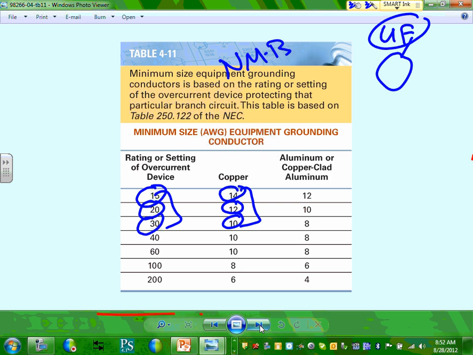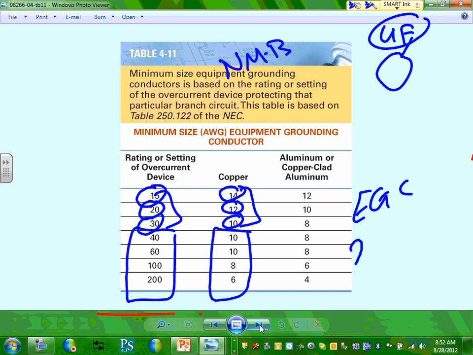So your branch circuit is 30, is number 10. Your ground is number 10. After 40, they start getting a little bit lower than the branch circuit, right? So I want to just emphasize that one. So if I have a 200 amp, the equipment grounding conductor for a 200 amp sub panel is number 6 copper. Okay? Any comments, guys, about the equipment grounding conductor?